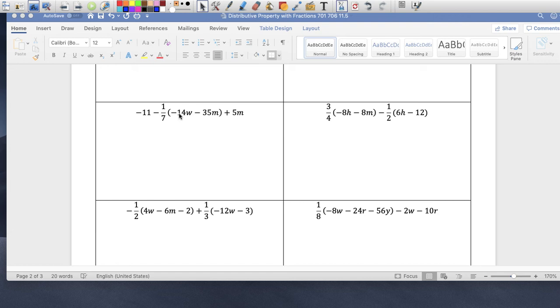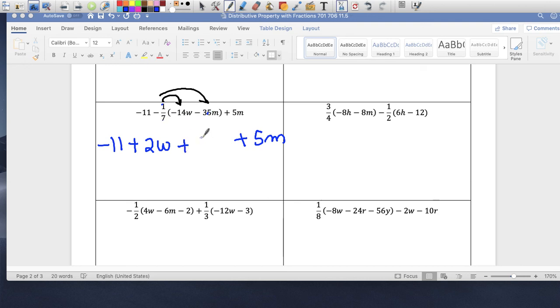Okay, moving on. So again, the only person that you have to worry about is this guy doing the distributive property. So the 11, I'm going to write it. And I'm even going to write a plus 5m at the end because that's also going to do nothing. So the distributive property is between negative 1/7 and everybody inside the parentheses. So it's a negative times a negative, so that's going to be a positive. And 1/7 of 14, what's 1/7 of 14? It's 2, but 2w. Negative times a negative is going to be a positive, and 1/7 of 35 is going to be 5m.